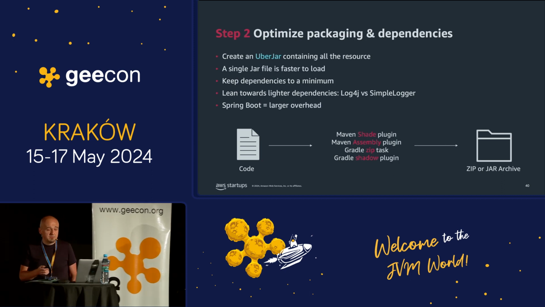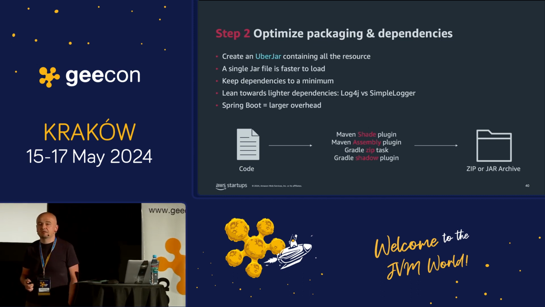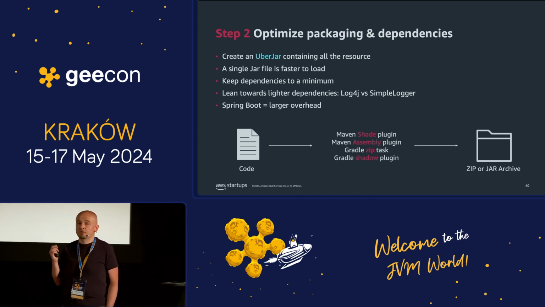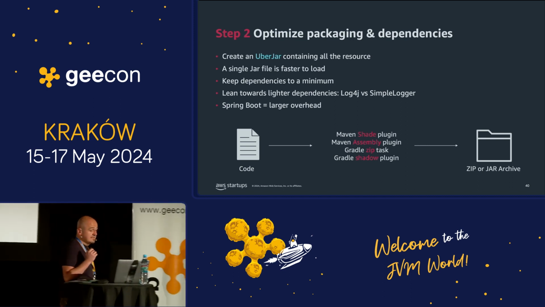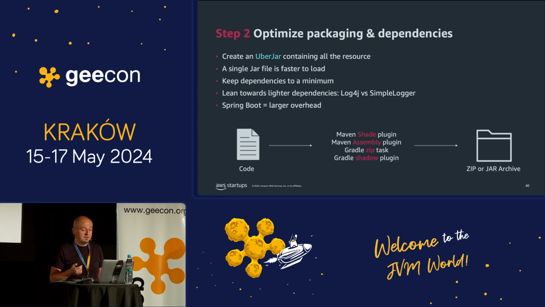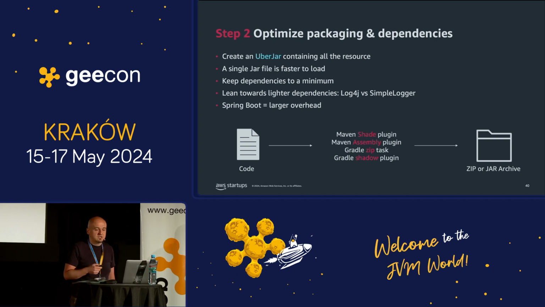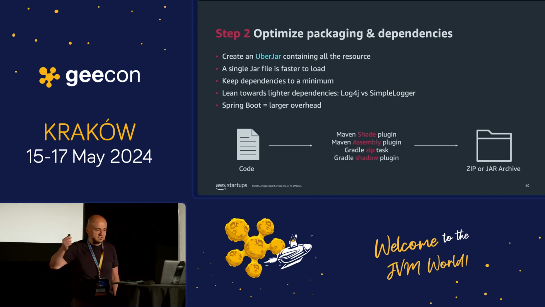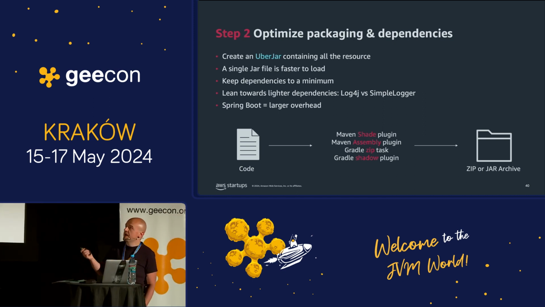Another kind of optimization: people are not sure what is the best strategy for packaging functions. So the answer is actually very simple. The best strategy is an uberjar. So you should package everything within one file. A single jar file is just faster to load for Lambda. And yes, I know it's obvious, but keep the dependencies to a minimum. Consider if you actually need dependencies like a web framework or not. For instance, putting Spring Boot on top of Spring gives us even more overhead. For the best way to do the packaging, there are plugins for that, there are tasks for that, you have them listed on the screen.